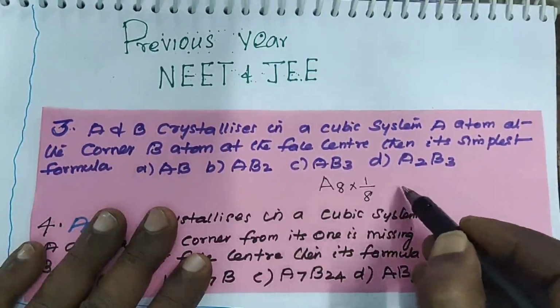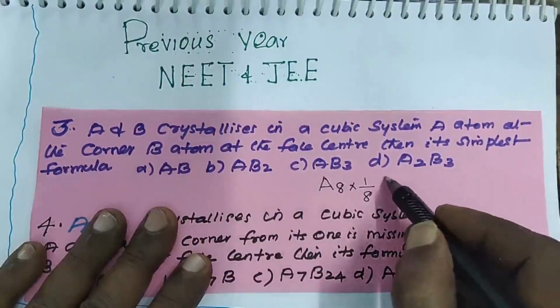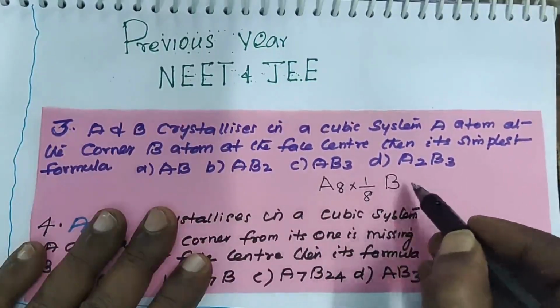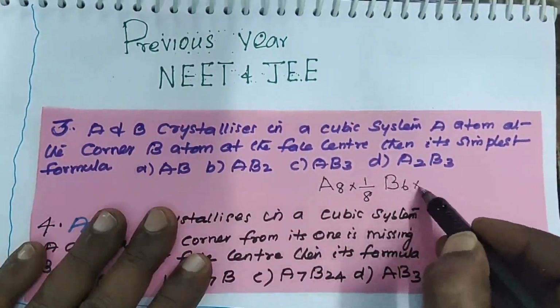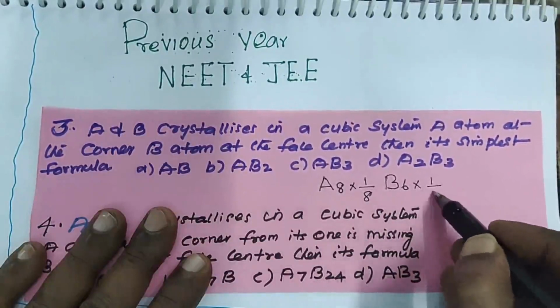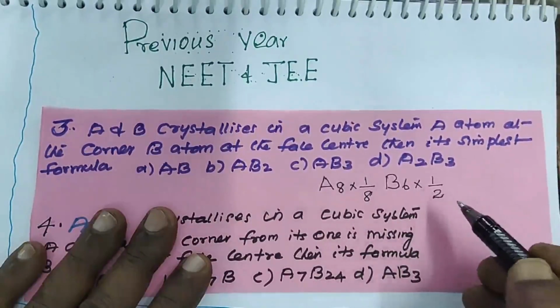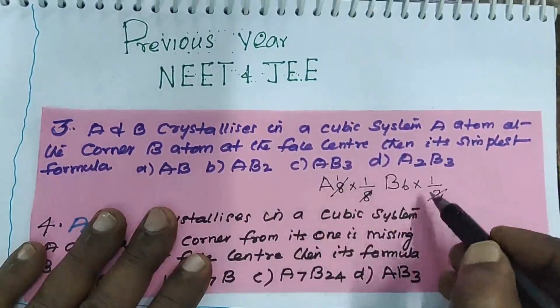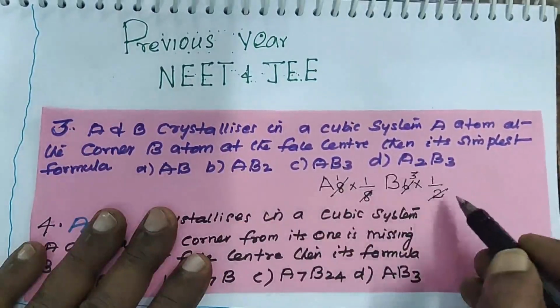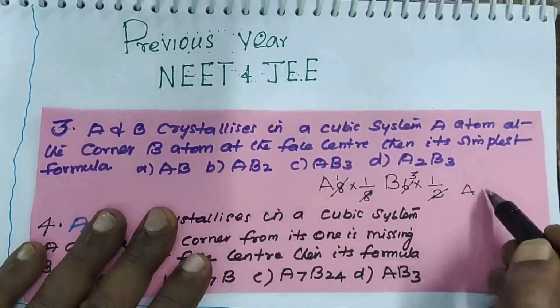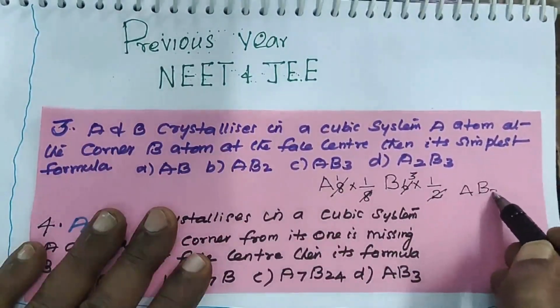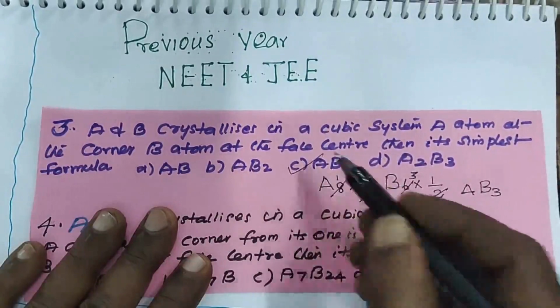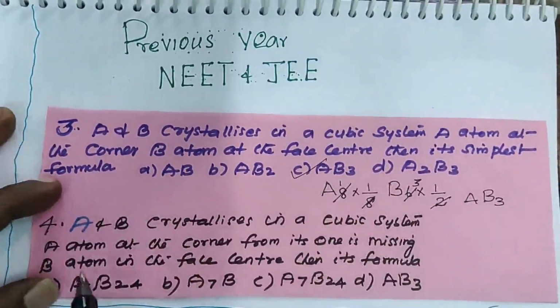B atom in the face. How many faces? 6. Contribution 1 by 2. Contribution per unit cell: 8 cancel, 1; 2, 6 cancel, 3. So the answer is AB3. It is option C. Then fourth question.